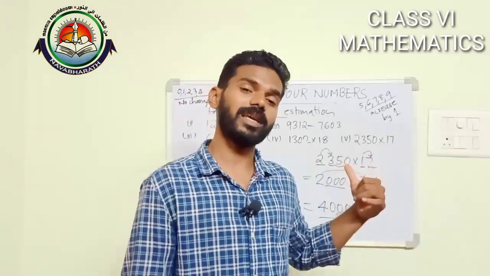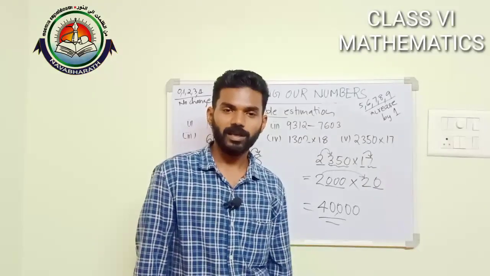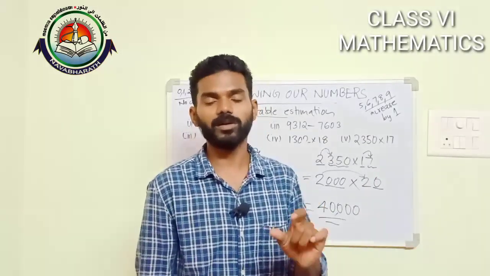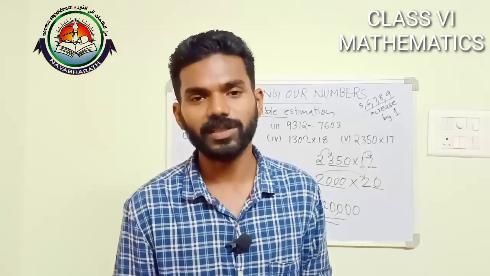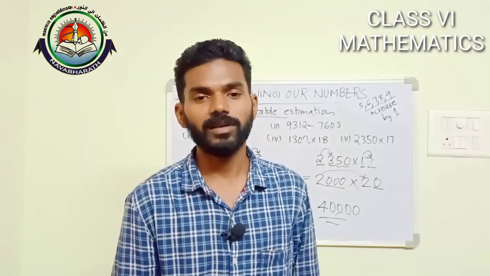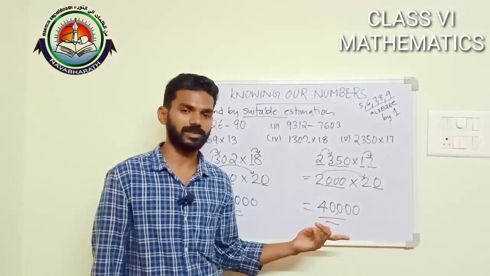And in multiplication, we consider the numbers separately. And for each number, the suitable estimation or the suitable rounding off can be done. Clear? I hope it is clear from the questions we have discussed.